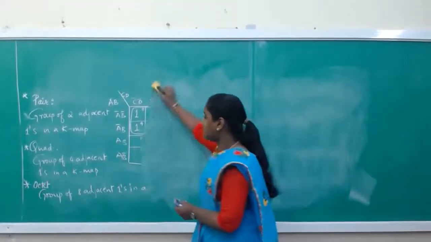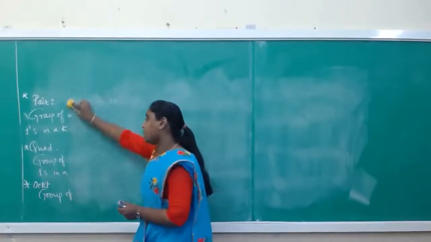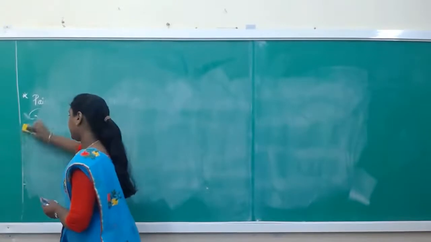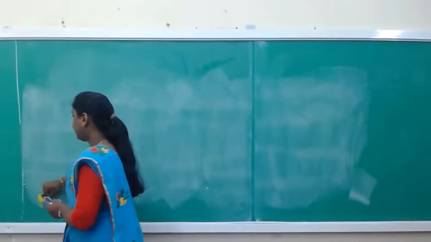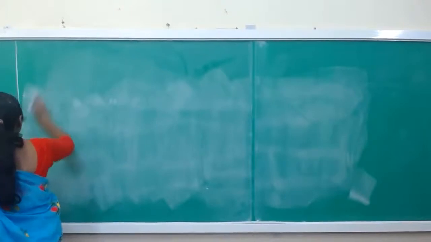What is meant by redundant group means that group which is already existing in all other groups. Okay, and the redundant group can be eliminated while writing the expression. Okay, this is called a redundant group. This is also asked for 1 mark.